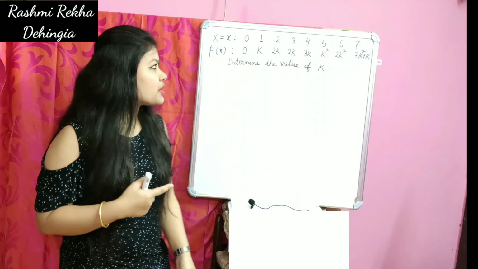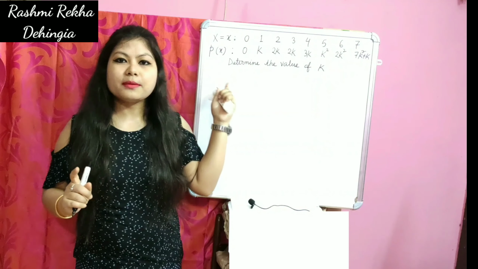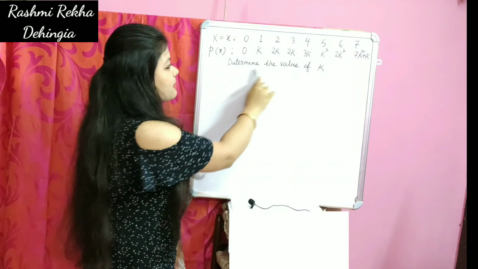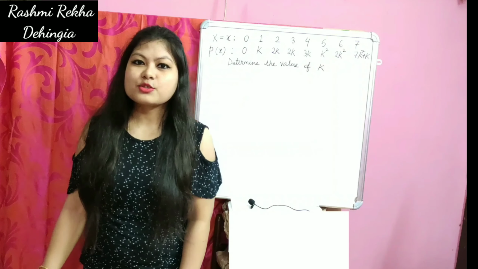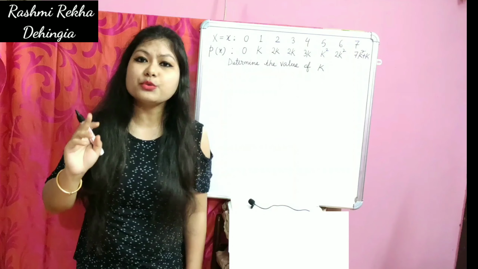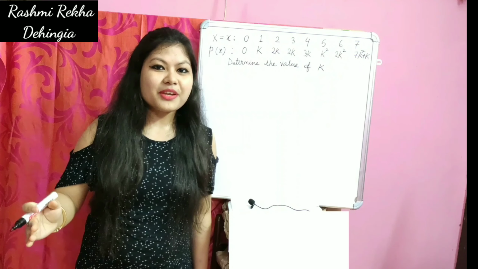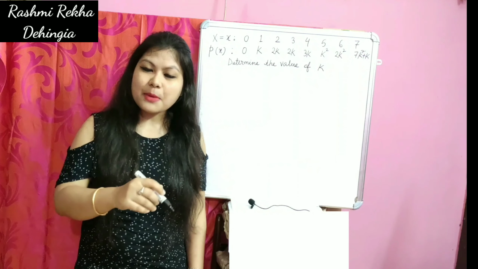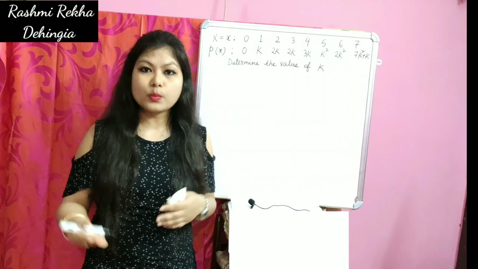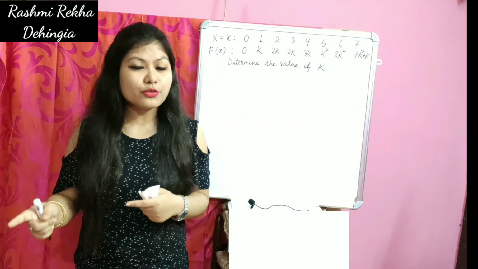So here in this question, the random variable x is given and its corresponding probability, denoted by px, is given. We are to determine the value of k. So how to solve this question? Here we know the condition for the probability of the random variable: the sum of the probabilities of the random variable is always equal to 1.